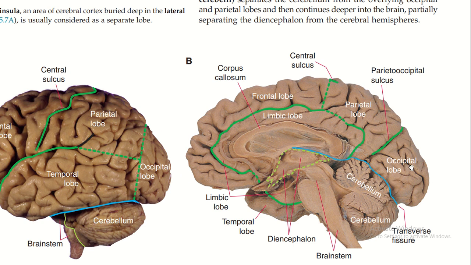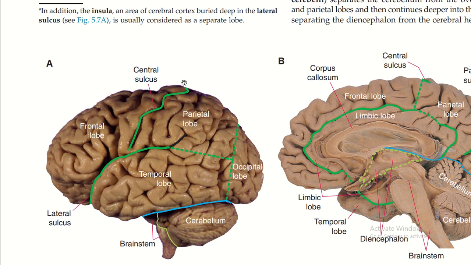So let's try it over again. You have the central sulcus. Anterior to it, the frontal lobe. Posterior to it, the parietal lobe. The lateral sulcus divides the temporal lobe from the frontal lobe and the parietal lobe. Then, 4 centimeters from the occipital lobe, you're going to have your parietal occipital sulcus. This sulcus is very important because it demarcates the parietal lobe from the occipital lobe. Very important.